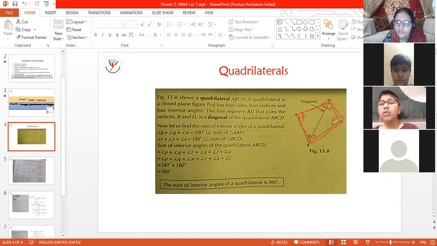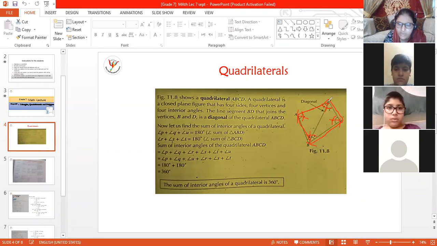In a triangle, there are three sides, but in a quadrilateral, there are four sides. And all the four sides have the angles, and there are four vertices. This is the vertex, this is the vertex, this is the vertex, and this is the vertex. And there are four interior angles, 1, 2, 3, and 4. All the angles which are inside the quadrilateral are known as interior angles.